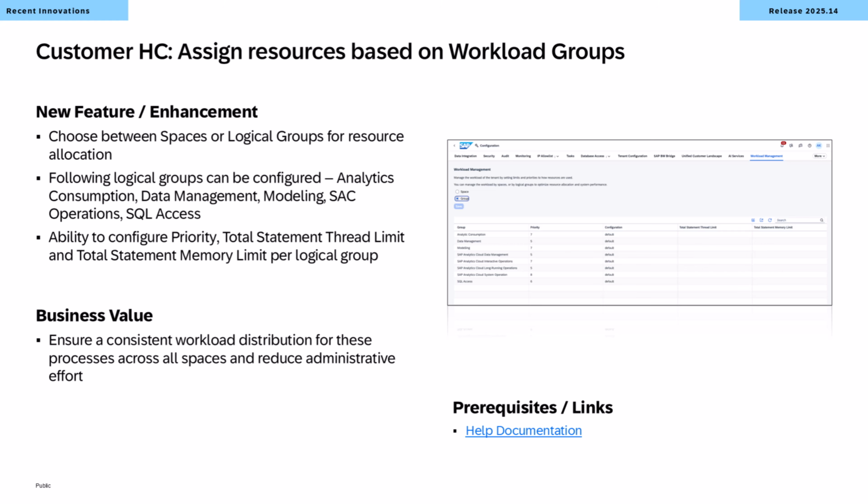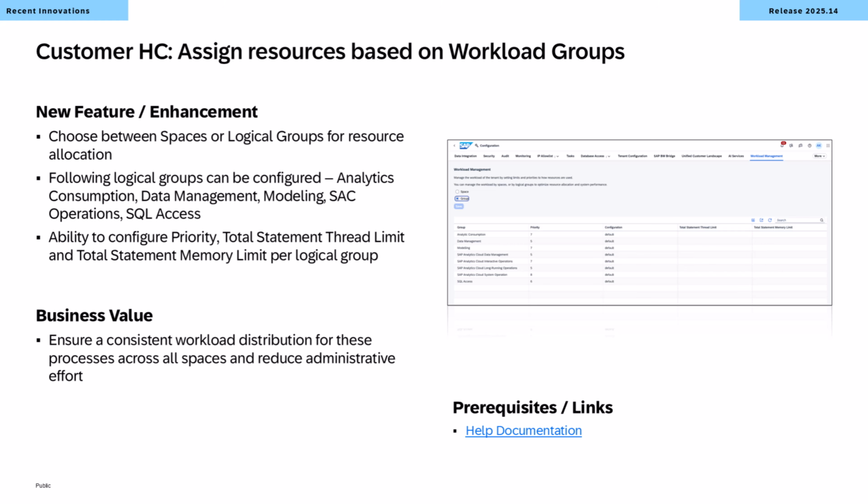Why am I calling it a logical group? Because as soon as you select these groups, there are 8 categories which are going to be leveraged, and you can decide the priority for each of these categories along with the configuration for the total statement thread limit and total statement memory limit. The configuration comes by default, obviously, but you can also change it with respect to what is the percentage that is to be leveraged by each of these groups. What you can then achieve is you can decide whether a certain group has a higher priority and a certain group has a lower priority.